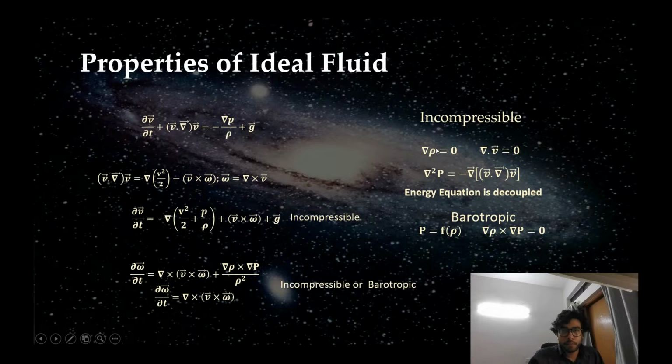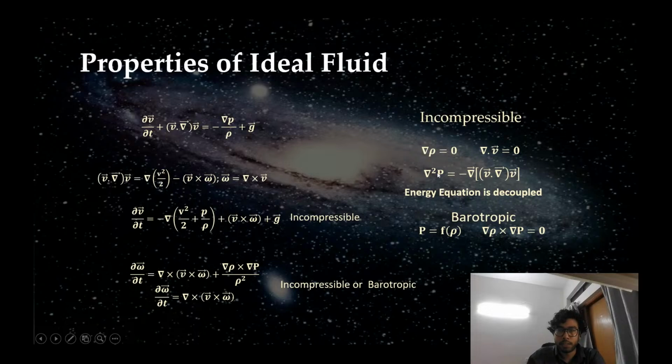Similarly, for incompressible flow, as I said, del rho is zero, so that is even easier to visualize, that this term will become zero and we will get this. Now, we have other even simpler cases for incompressible fluids, right? So for incompressible fluids, we can get other conditions which also are satisfied. For example, let's see what are the consequences of del rho equals to zero. So here it says that if del rho equals to zero, then del dot V should also be equal to zero. And this del square P is equal to this thing.